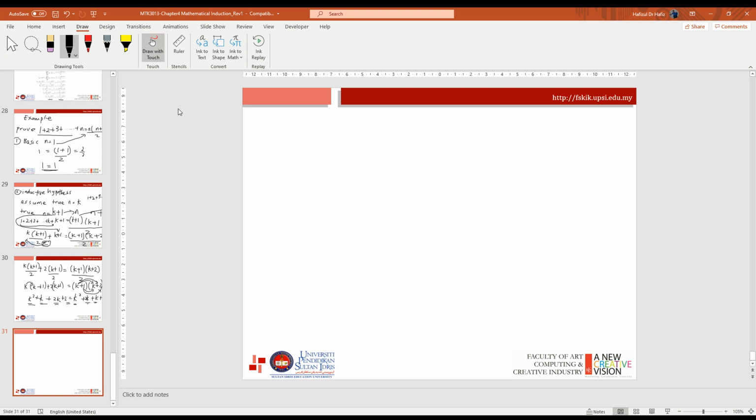Okay, contoh lain. 1 plus 3 plus 5 plus dot dot dot plus 2n minus 1 is equivalent to n power of 2.